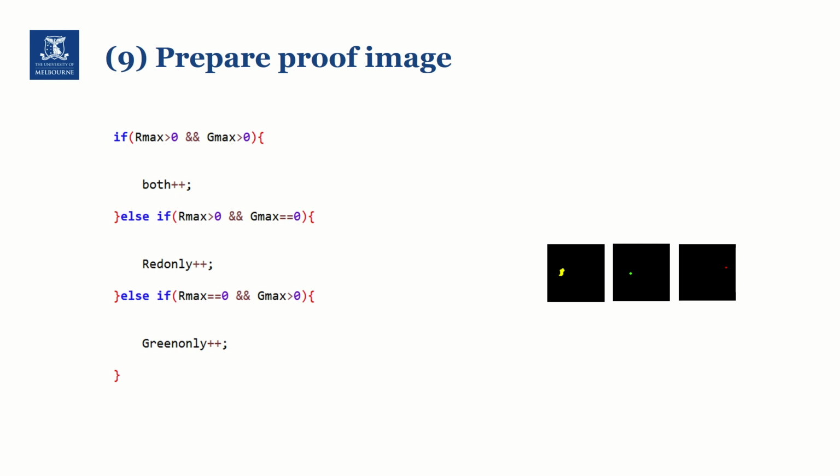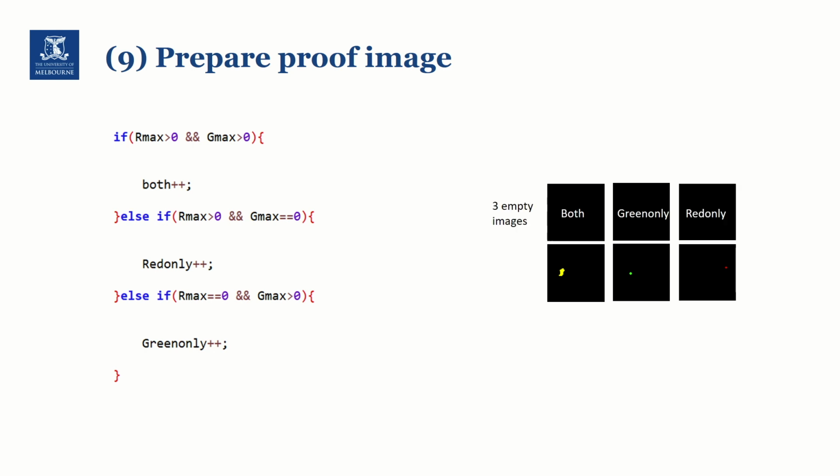If you remember, we also wanted to make a proof image with different colors. So we are going to start from 3 empty images named both, green only, red only. And whenever the ROI meets the criteria, we will fill this image. For example, if the ROI meets the criteria for double positive, we will select this image named both, activate the ROI selection and fill the selection. This fill command can be recorded via Edit, Fill.